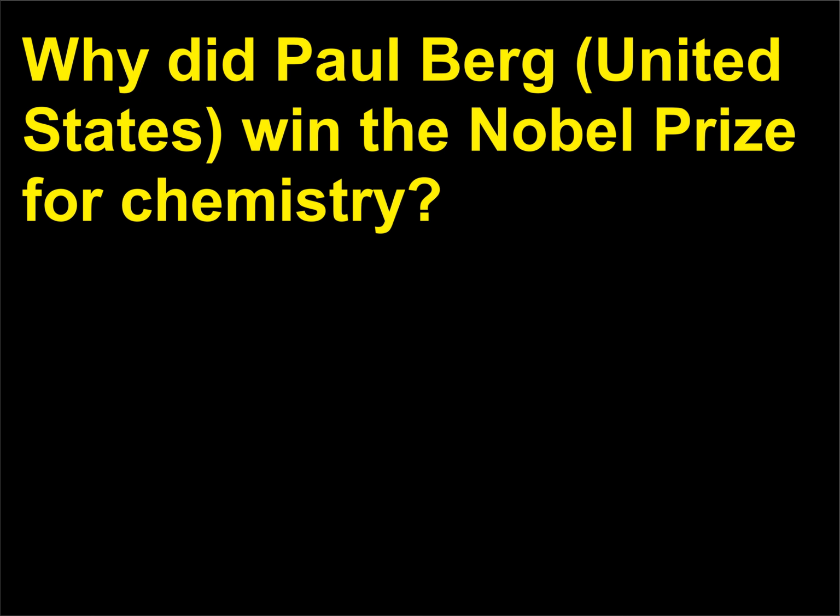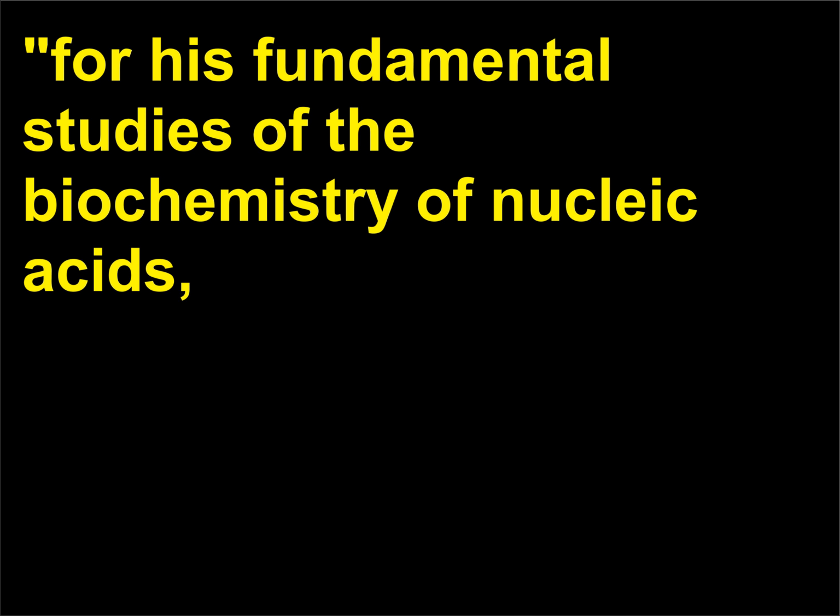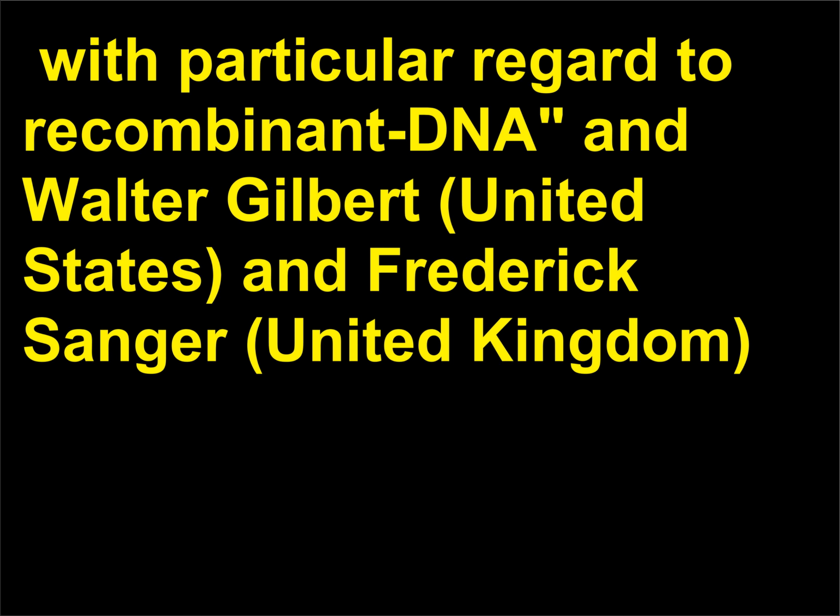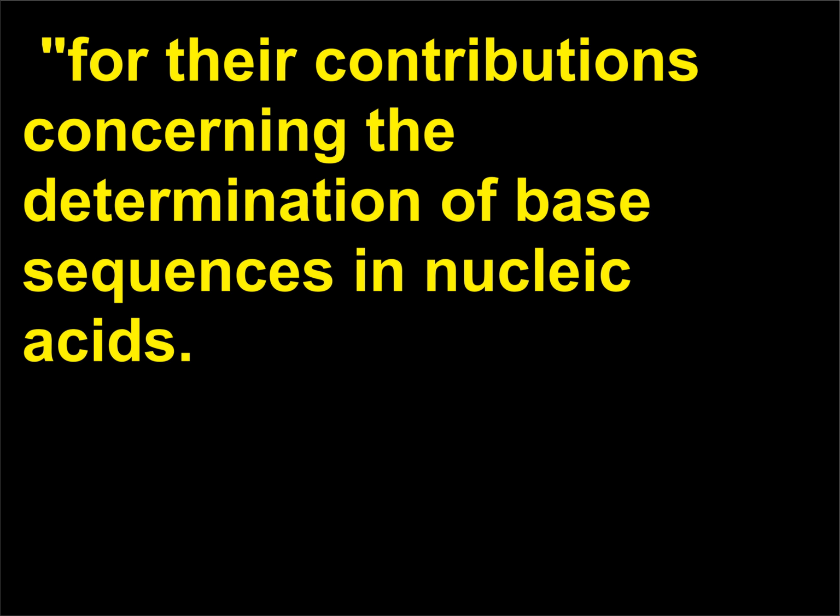Why did Paul Berg, United States, win the Nobel Prize for Chemistry? For his fundamental studies of the biochemistry of nucleic acids, with particular regard to recombinant DNA, and Walter Gilbert, United States, and Frederick Sanger, United Kingdom, for their contributions concerning the determination of base sequences in nucleic acids.